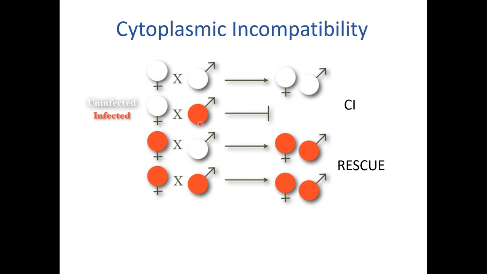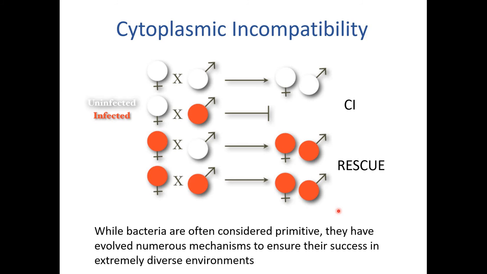And what this does is that it gives a reproductive advantage to infected females, because an infected female can mate successfully both with an infected male or an uninfected male and produce infected offspring. So you can see that the infected female in this situation, assuming an unequal balance of infected and uninfected males, is actually twice as reproductively successful. So this is one mechanism that Wolbachia uses to ensure its spread through populations.